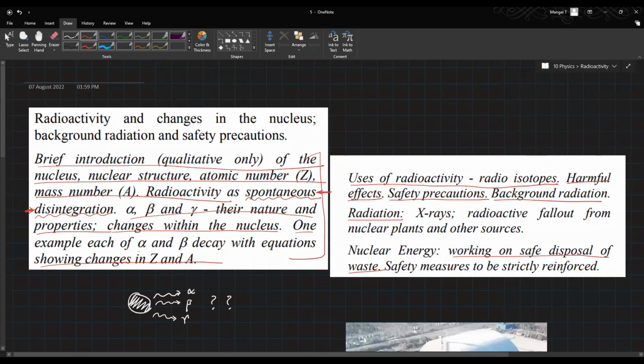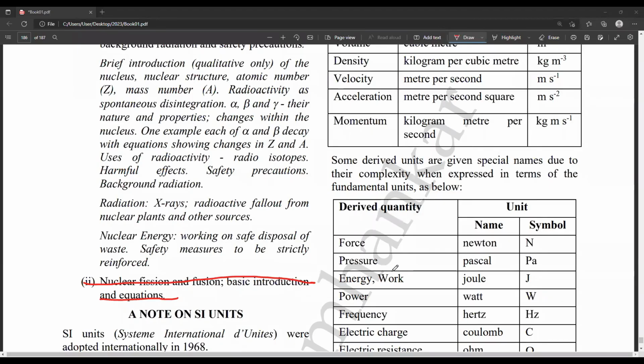Right, so that's the end of this chapter. We have covered all of this. Mostly it is a theory chapter. This is the old syllabus. In the old syllabus, you had nuclear fission and fusion and basic introduction to equations. This is exercise B. Now that exercise B is cancelled in the new syllabus.